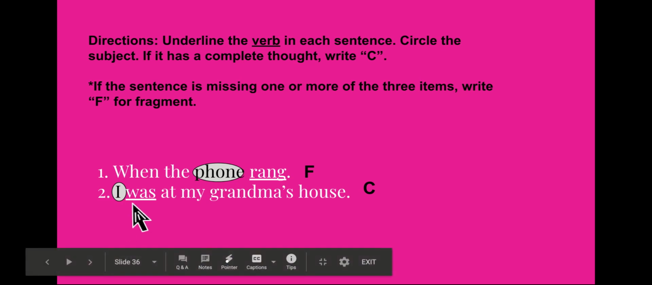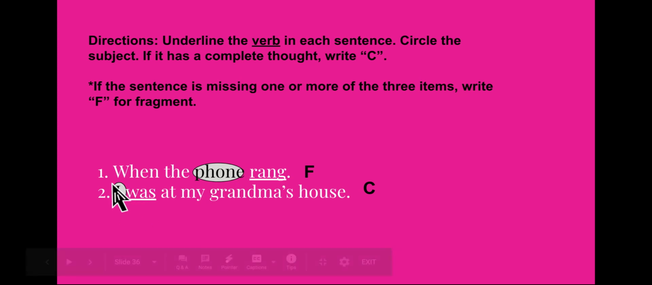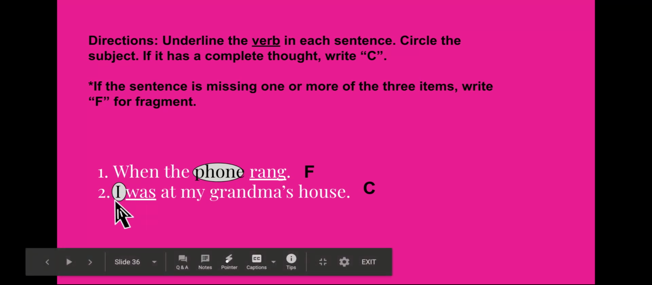Number two, I was at my grandma's house. I have a noun and I also have a verb. This noun is definitely my subject. I was at my grandma's house. This has the subject, the verb, and a complete thought. I was what? At my grandma's house. So this we can put a C because it has a complete thought.